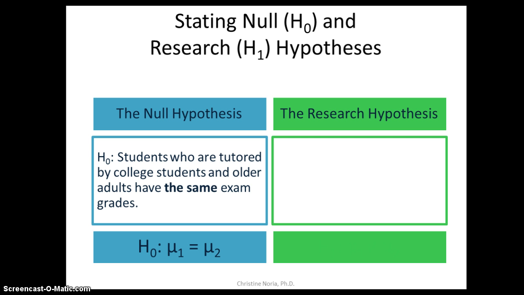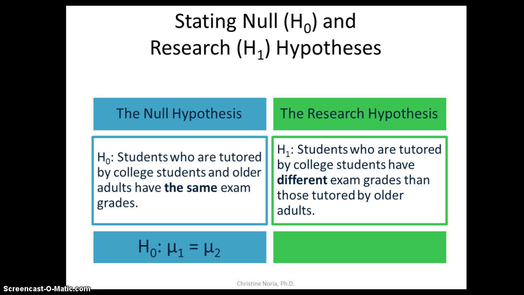In the research hypothesis, this is where we find the interesting stuff. And in this case, we're saying high school students who are tutored by college students have different exam grades than those tutored by older adults. And we don't really know what the direction of the relationship is. Notice that we're saying they're either the same for the null hypothesis or they're different for the research hypothesis. Because we're not saying that we think college students would be better because we don't know for sure. And we're not saying that we think the older adults are going to be better either, just that they're different. So it leaves us open to that possibility of difference.